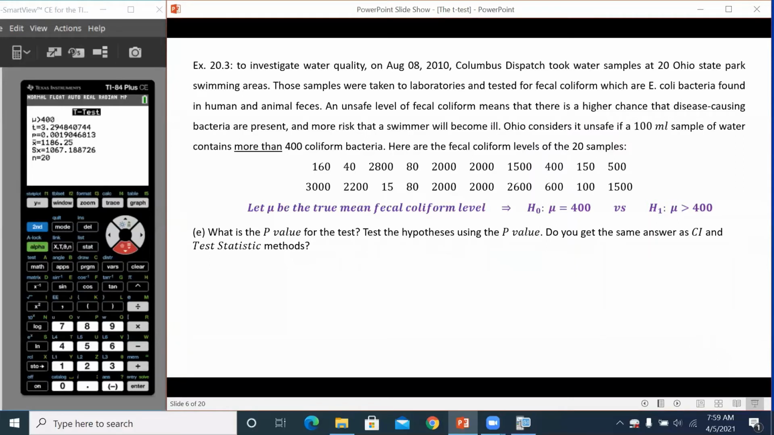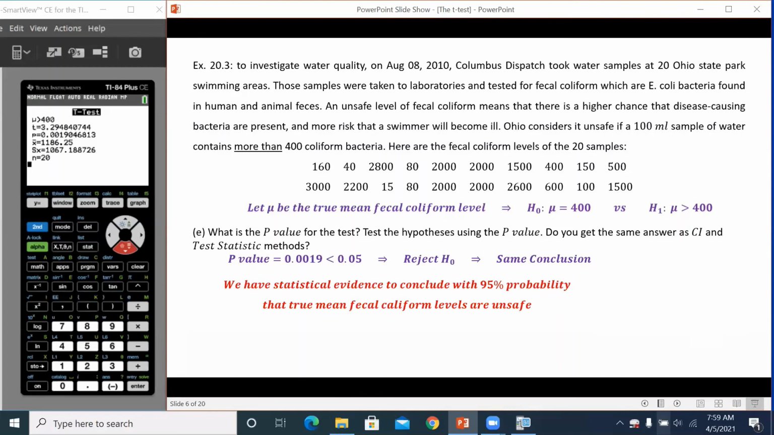All right, part E. What's the p-value for the test? Test the hypothesis using the p-value. Do you get the same answer as the confidence interval and the test statistic methods? No new calculations necessary. The p-value is given in the third line of the output of the test procedure of your calculator, right here. The p-value is 0.0019, which is clearly lesser than 0.05, the alpha value. Therefore, also we reject the null hypothesis, because we said the null hypothesis is rejected whenever the p-value is lesser than alpha.